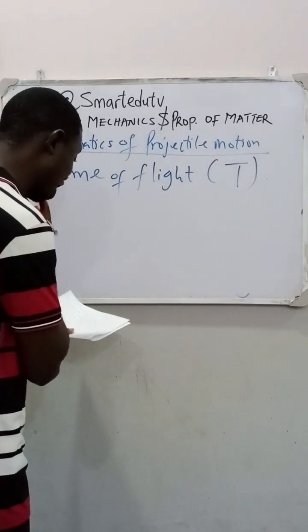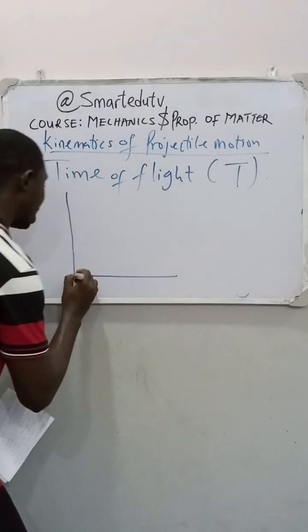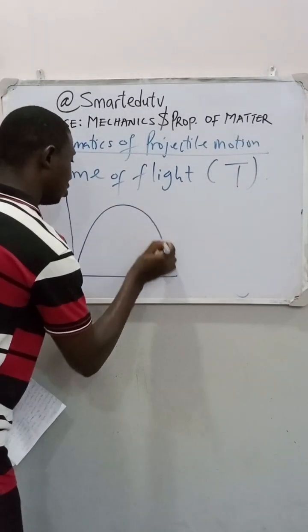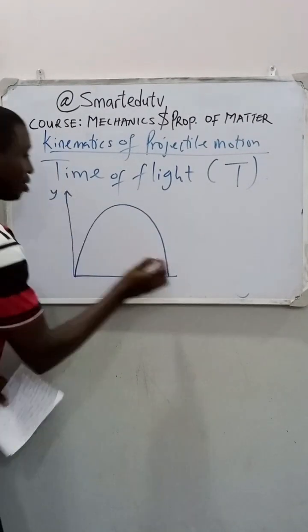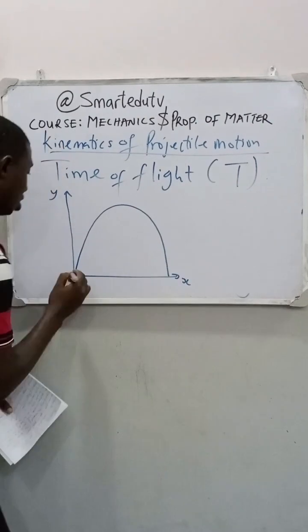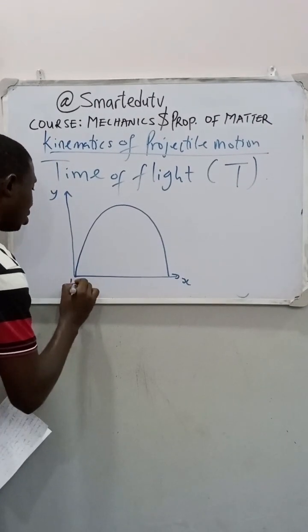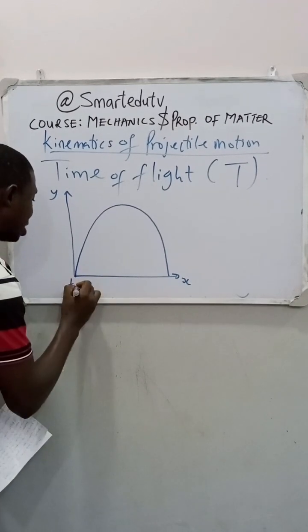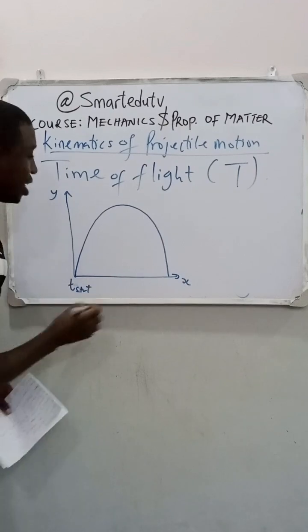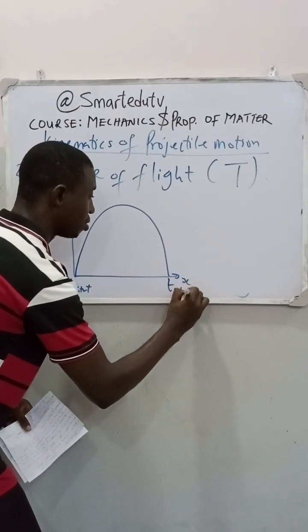So what are we trying to say here? Let's look at this again from our projectile. When the object starts, let's say it starts at a particular time, the initial time when t is 0, the starting point. And this final point will become the time it stops.